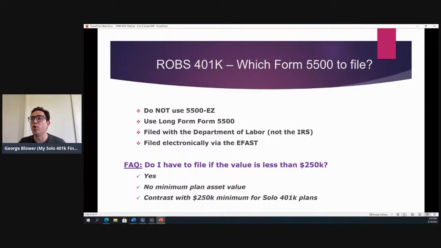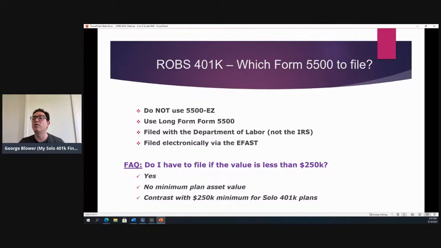So there are actually different forms, like with many tax returns, there's different versions. For example, there's a 5500 EZ, there's a 5500 SF. So those versions don't apply to a business that's been funded by a ROBS 401k, by 401k business financing. Instead, you're going to use the long form 5500. It's filed with the Department of Labor, as opposed to the 5500 EZ, which is for solo 401k plans, which is filed with the IRS. It's filed electronically via the EFAST system, as opposed to the 5500 EZ, which is filed by paper.